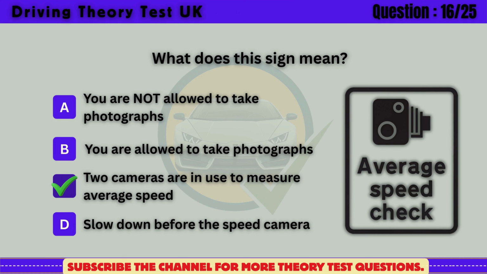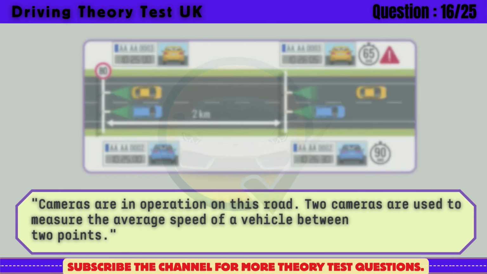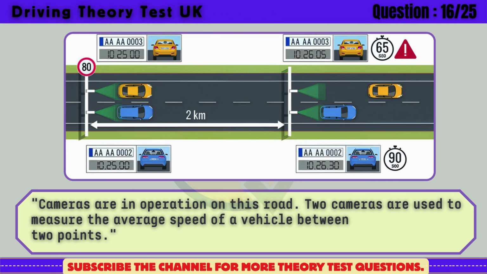Answer was C. Two cameras are in use to measure average speed. Cameras are in operation on this road. Two cameras are used to measure the average speed of a vehicle between 2 points.